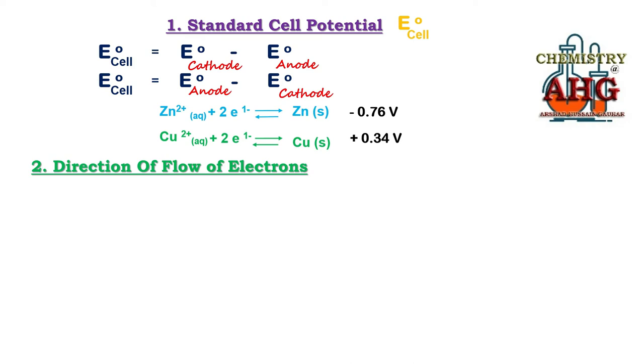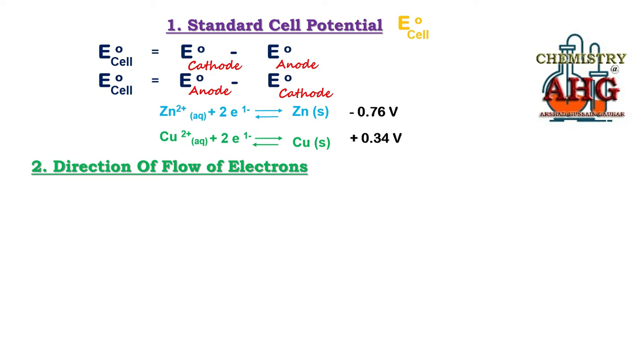You will look at the numerical value of the standard reduction potential of both of these half cells. The half cell having mathematically greater standard reduction potential must undergo reduction. The half cell with the greater value, mathematically greater, must undergo reduction. Right now you can see there are two numerical values in front of you: one is positive 0.34, the other is negative 0.76.